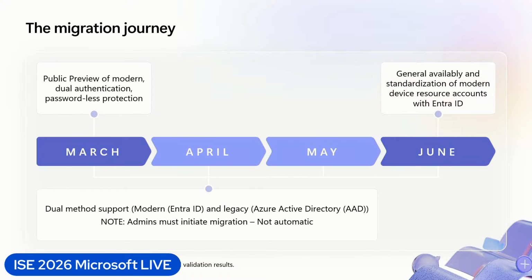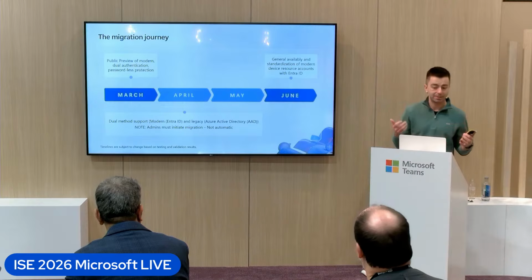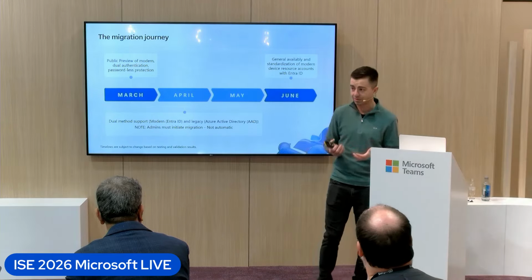Then, as we make it into April, we will also support legacy on-prem directory accounts as well to be able to build that same capability and methodology there. As we move into June, our target is to go full general availability.